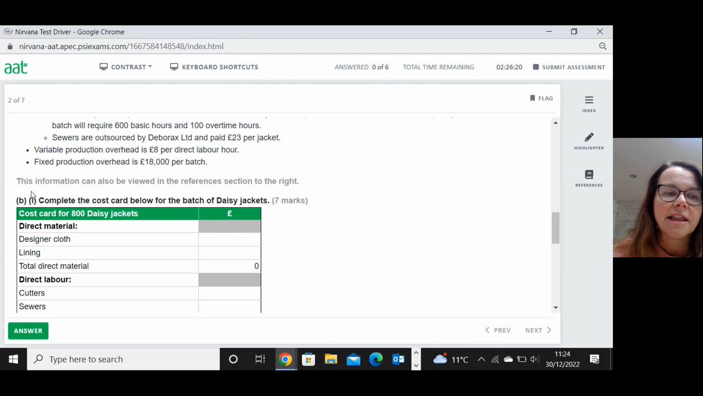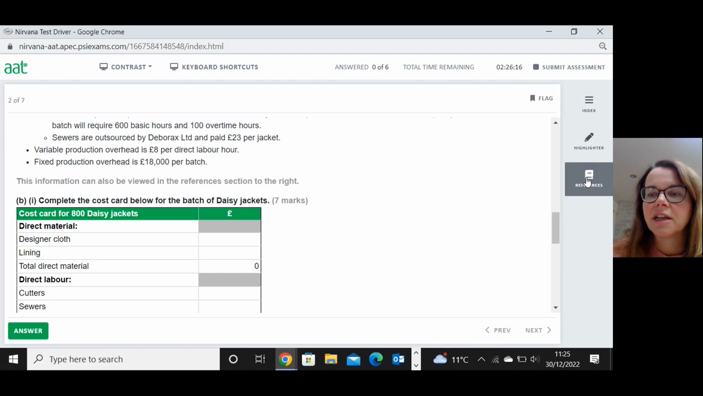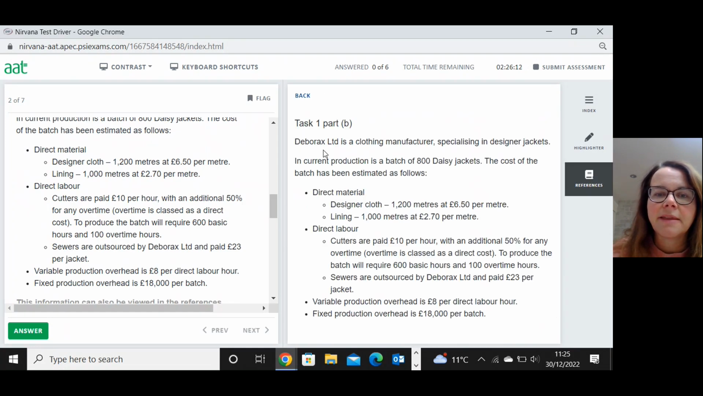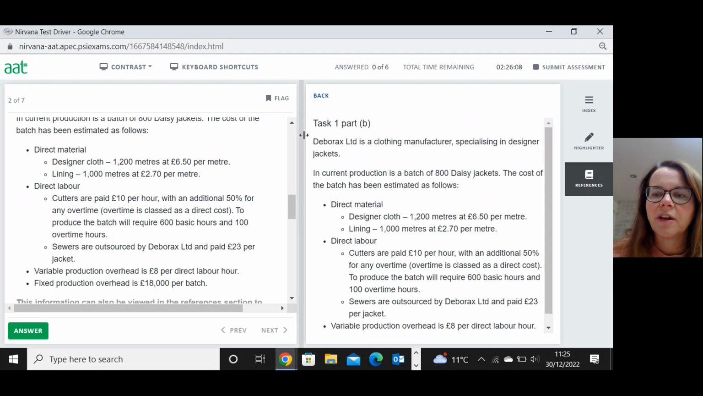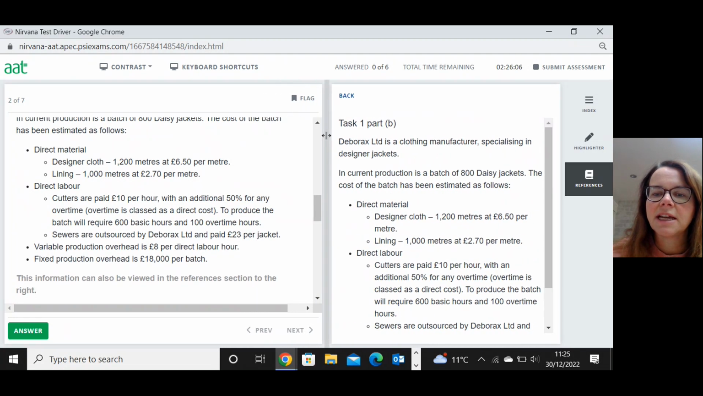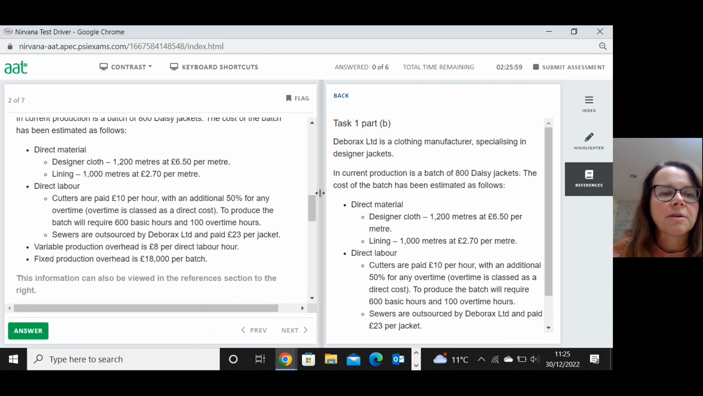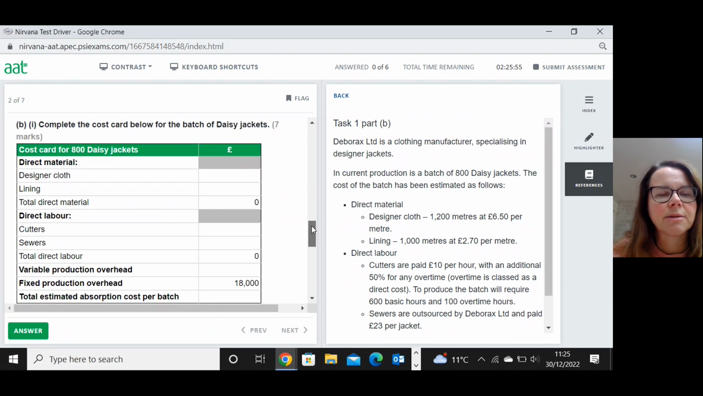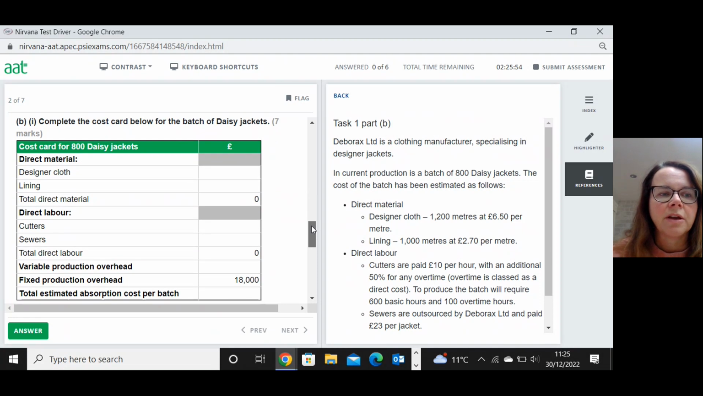Now it does say here the information can also be viewed in the references section. So if I were to click on the references here, and then this task, it will give me that information to refer to. And as I move that over, notice that I'm not losing any of the words, it's just squeezing it slightly. So that's quite handy actually. And then I'm being asked here to complete the cost card.